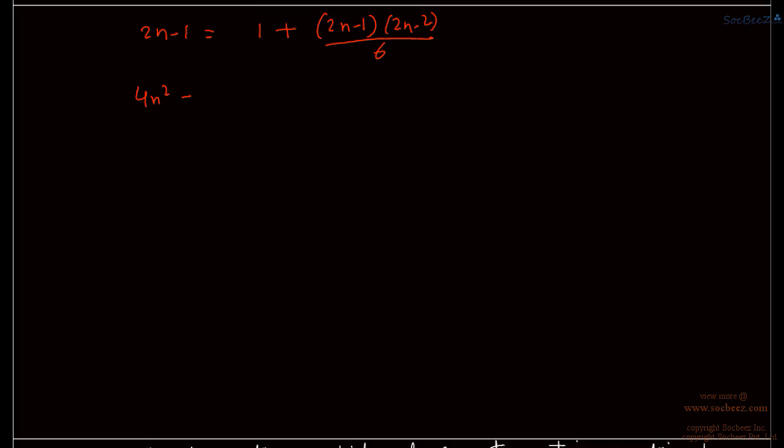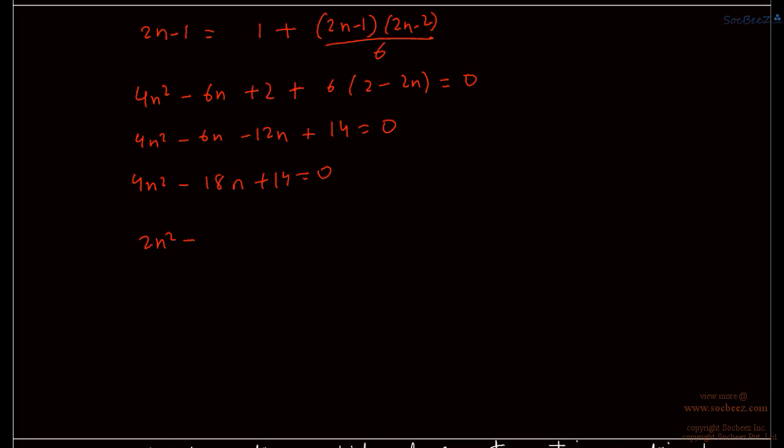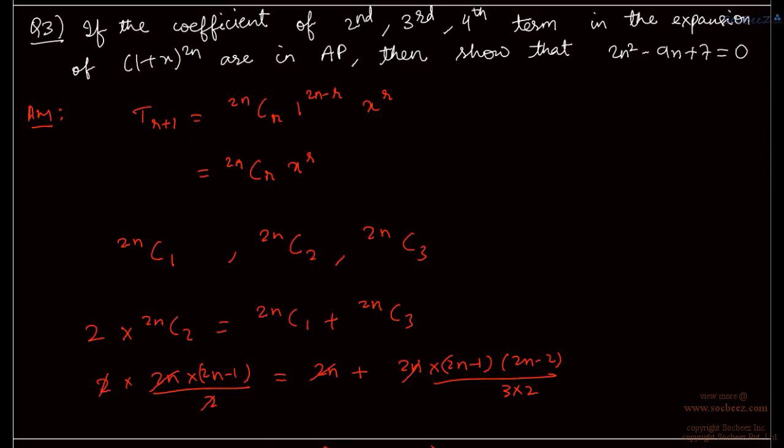4n² minus 3 into 2n, right? 6n plus 2, that into 6 times 2 minus 2n, that is equal to 0, or 4n² − 6n, sorry, plus 6 times, right? So it is −12n plus 12 plus 2 is 14. So this is 4n² − 18n + 14 = 0. Dividing by 2, we get 2n² − 9n + 7 = 0. Right? So this is what we're supposed to show.